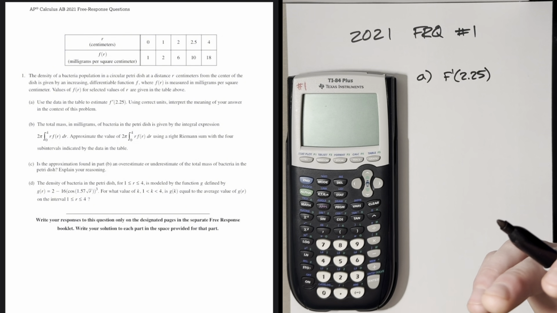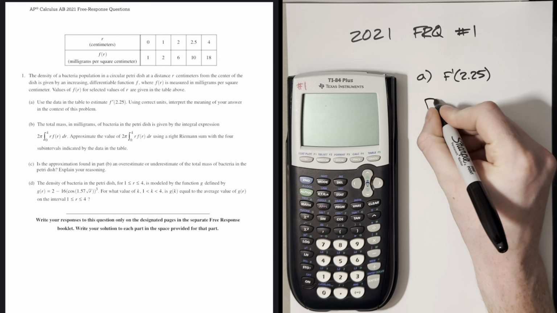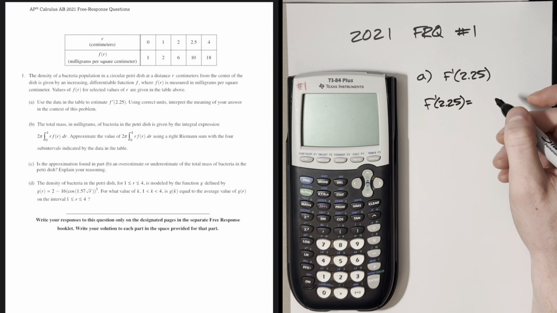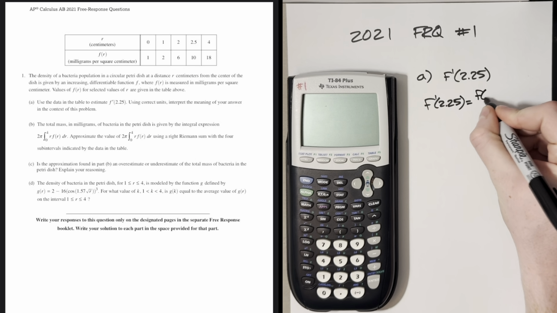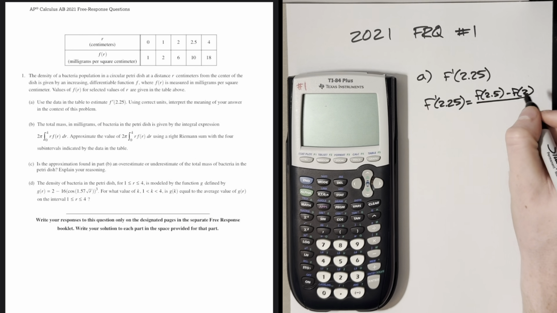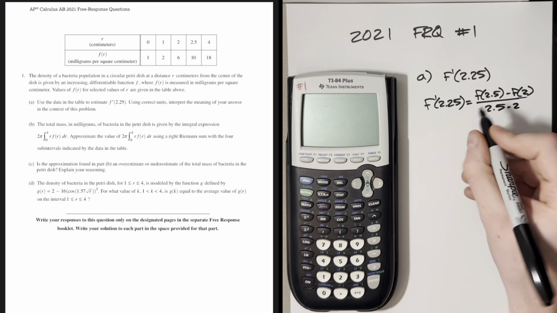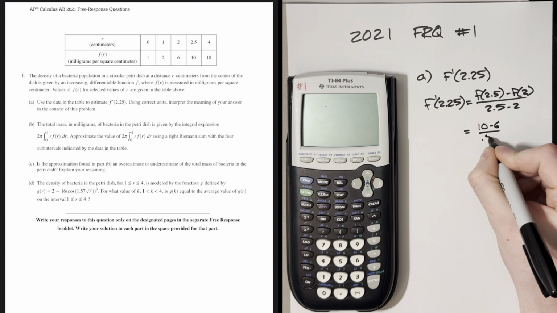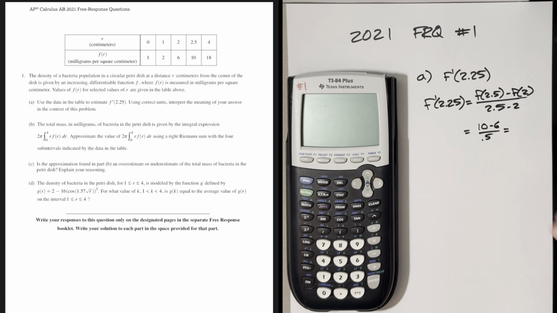So we look and we have values for when r equals 2 and r equals 2.5. So I know that a good approximation for f prime of 2.25 will be the average rate of change from 2.5 to 2. So that would be f of 2.5 minus f of 2 divided by 2.5 minus 2, which is equal to 10 minus 6 divided by 0.5, which is 4 over 0.5, which equals 8. Now this 8, what does it actually mean, right?